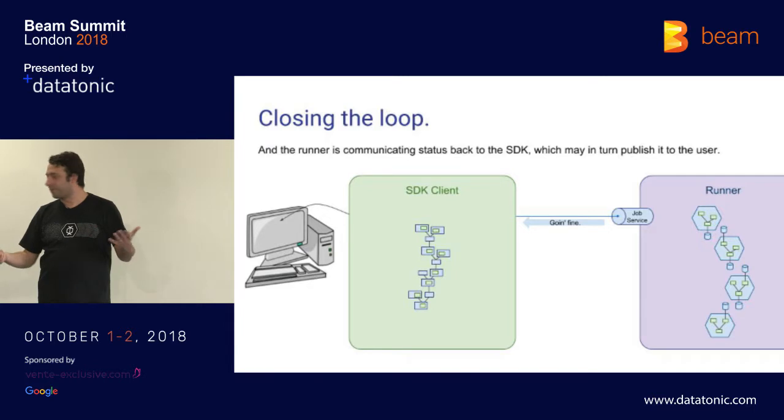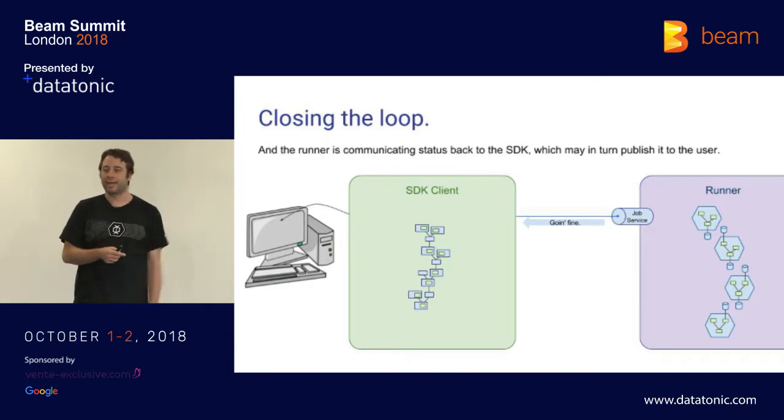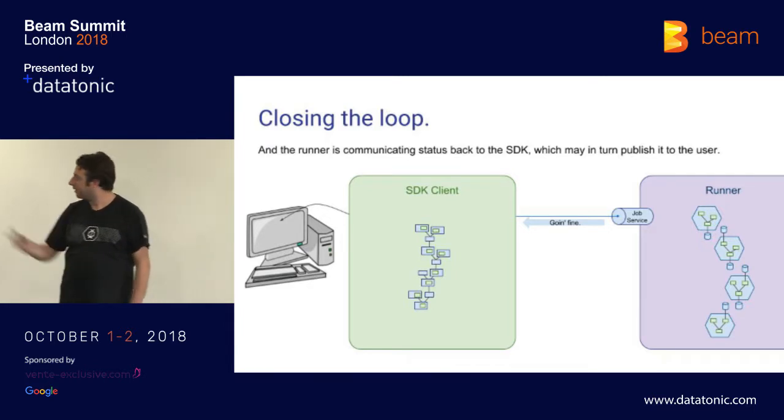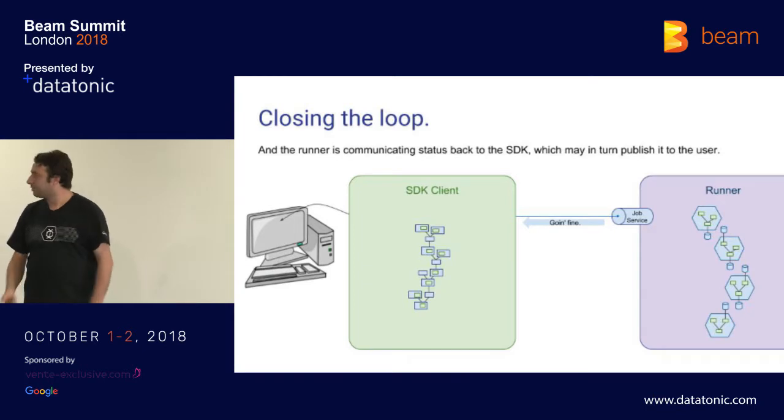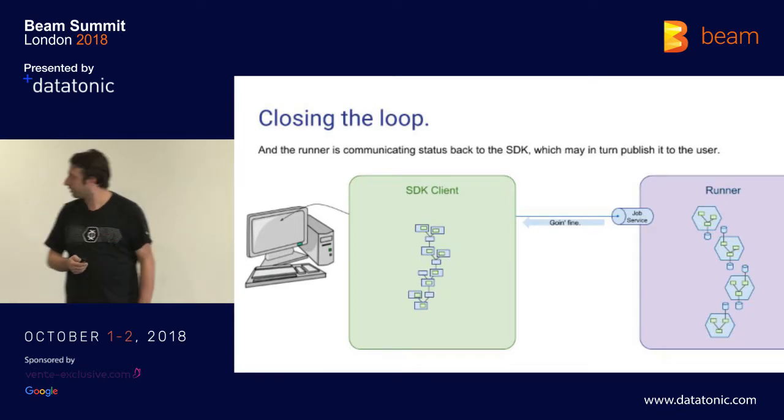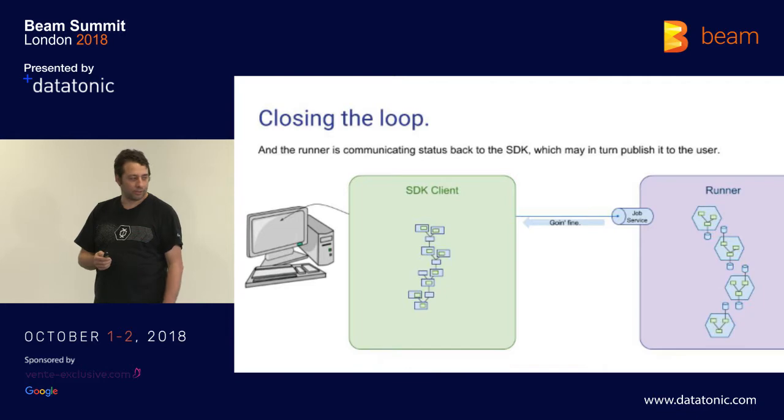So the pipeline is running well. Here's the number of workers. By the way, here's some counters, some elements. And then the SDK may choose to publish this information back to the user. So that's kind of how the whole thing works.